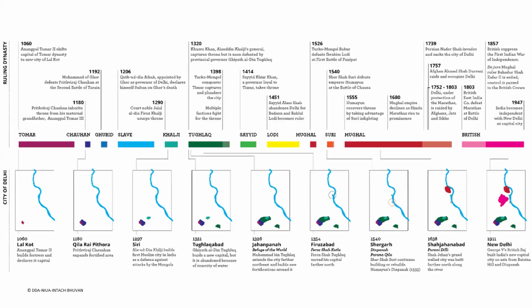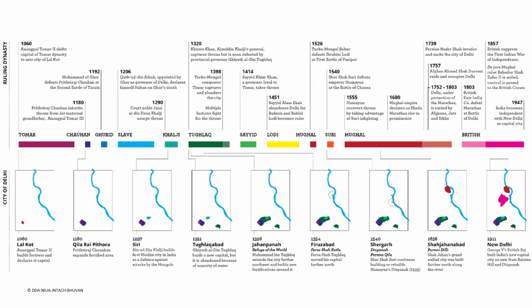So this is what I was talking about. If you look at the ruling dynasties and how the city developed, keeping the blue line as the river: in 1060 the Lal Kot came into the picture, on the southern side, which is the present Mehrauli area. Then in 1180 Qila Rai Pithora was constructed. Then Siri came into the picture with that green dot, 1297, then 1321 Tughlaqabad, a further green patch on the right. 1326, Jahanpanah, which connected Siri and Qila Rai Pithora.